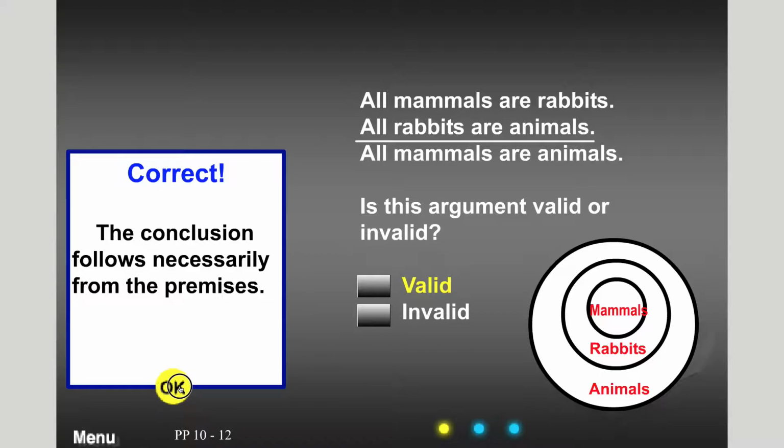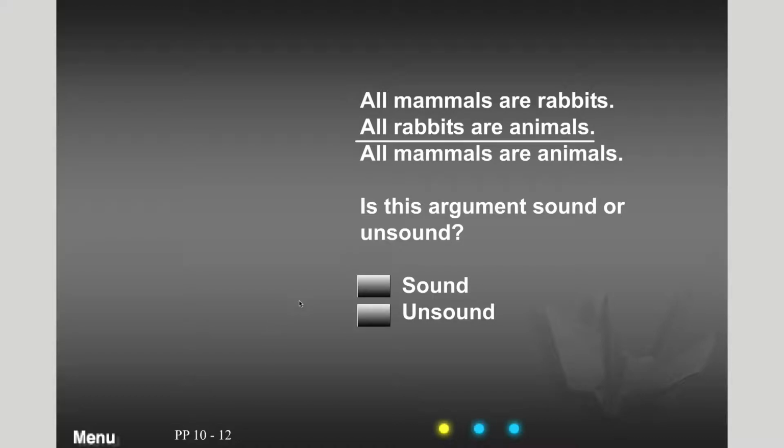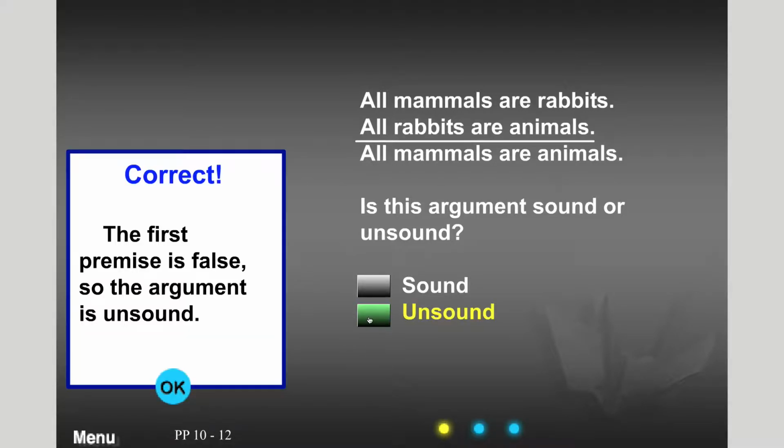But now we go to the second test. Is it the case that all mammals are rabbits, all rabbits are animals? Is it sound or unsound? Are the premises true? Is it true that all mammals are rabbits? No. We have many mammals, like whales, for example, that are not rabbits. Therefore, with one premise untrue, you can kick it out already. You don't need to go any further. You don't need to ask about whether all rabbits are animals, right? We're done. One false premise, it's unsound, okay?